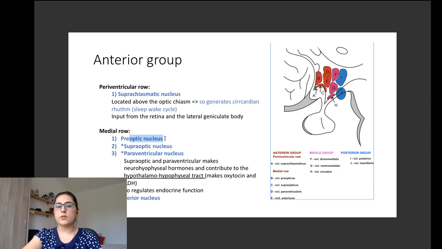Nothing extraordinary about it. But these two nuclei, again, I put a star for you over here. Very important to know their function, okay? What's the function? Supraoptic and paraventricular contribute to the hypothalamic hypophyseal tract. We're going to talk about it in a second. Hypothalamic hypophyseal tract. Let's go to this guy.